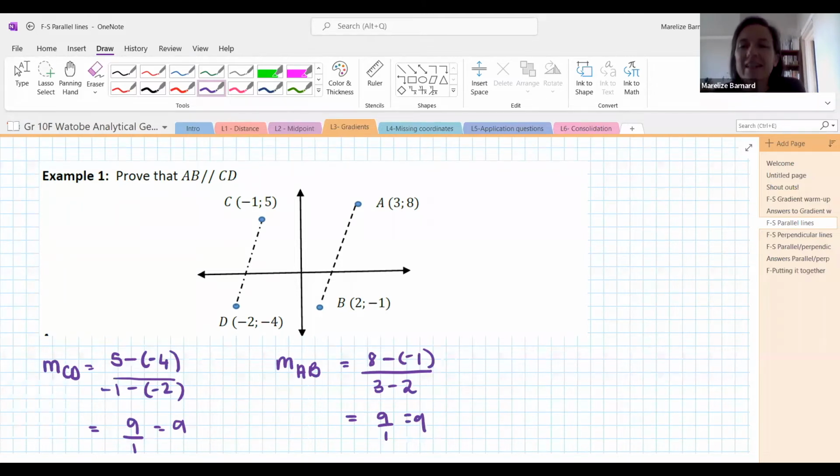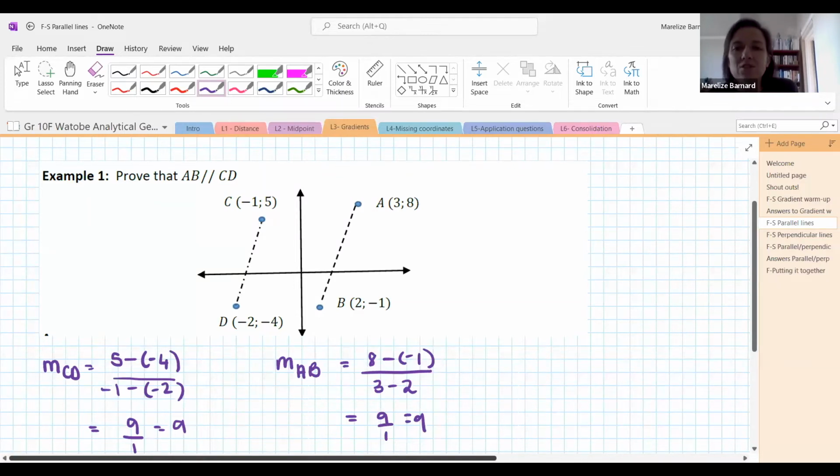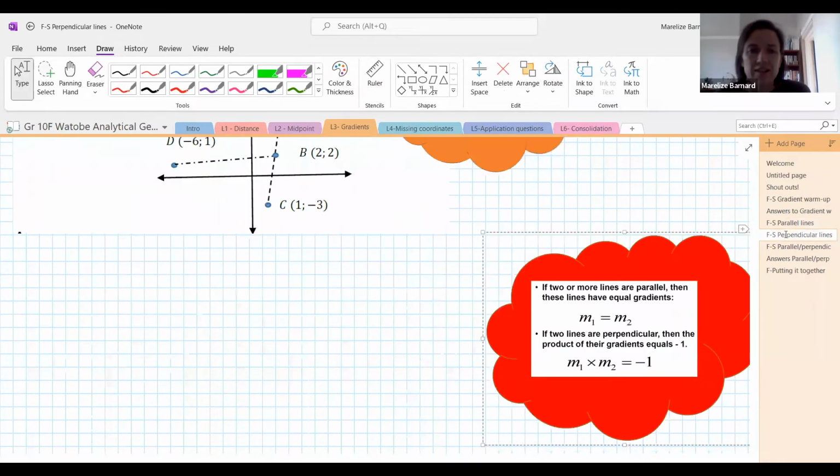That is correct. So if the gradients are the same, then the lines are parallel. Here at the start of the question, it said prove that AB is parallel to CD. And that means when we are proving that lines are parallel, we need to prove that the gradients are the same. Okay, well done. Excellent. Let's go on to the next question.